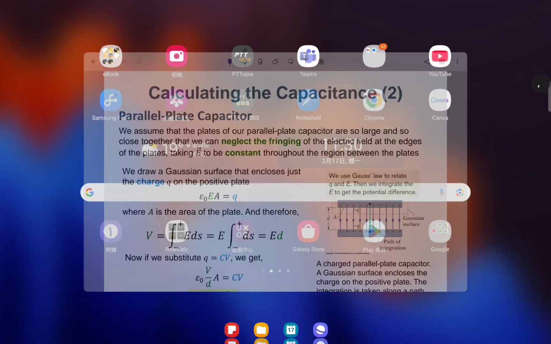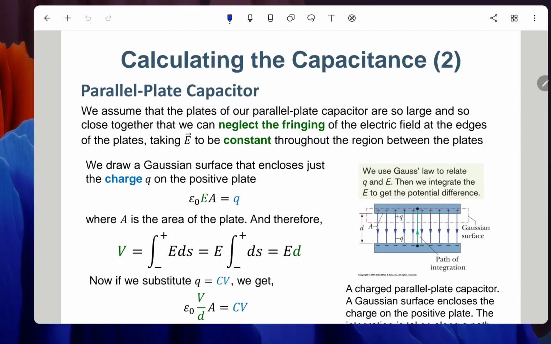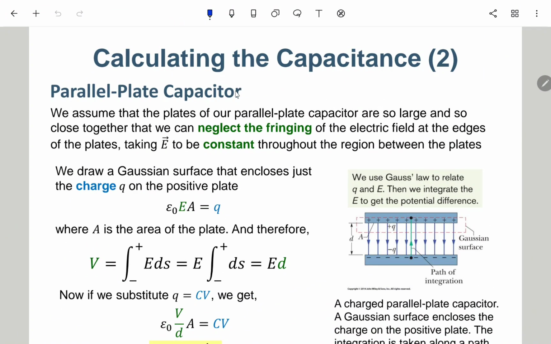Okay, so next, we see it here. We assume that the plates of our parallel plate capacitor are so large and close together that we can neglect the fringe. Okay, so it is some sort of approximation, to neglect the fringe E field outside the capacitor, and taking the E to be constant throughout the region between the plates. This is the second approximation.